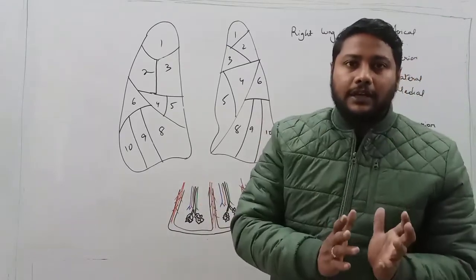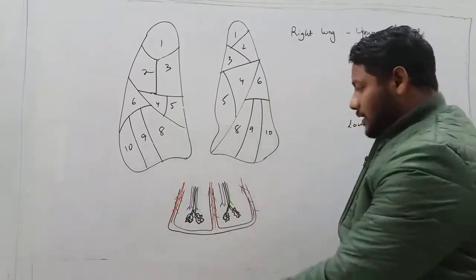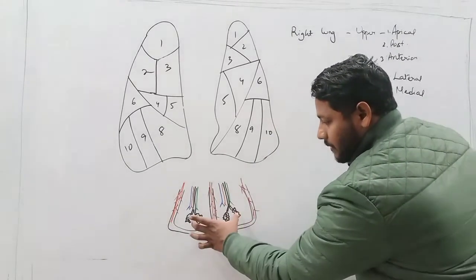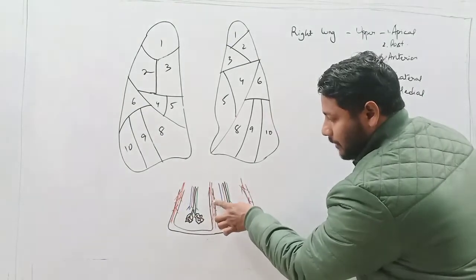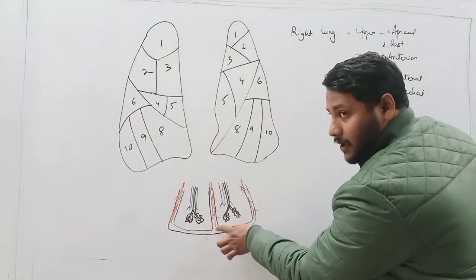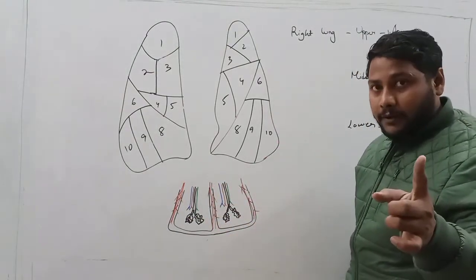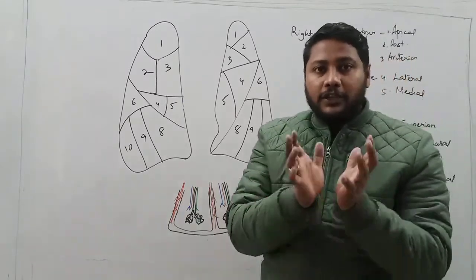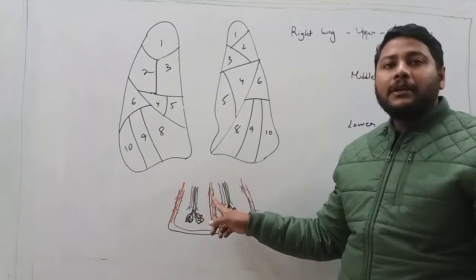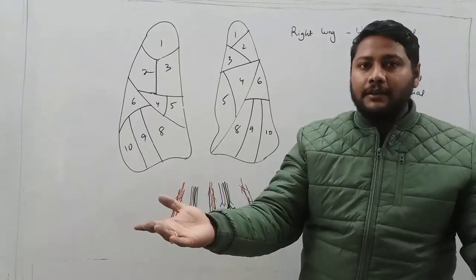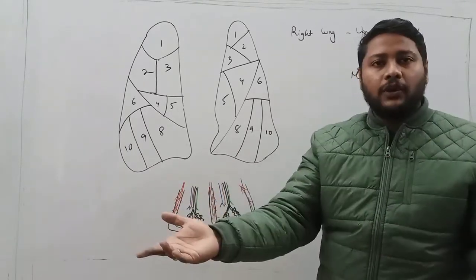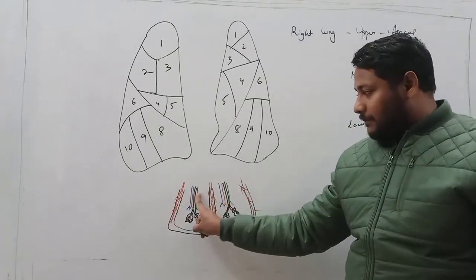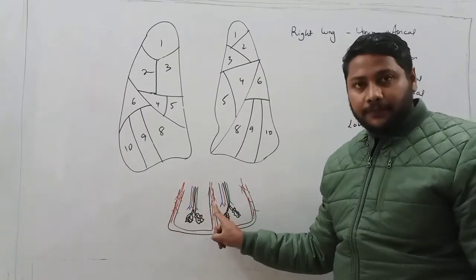What you should remember is that in between these 2 segments, segment 1 and segment 2, we have the pulmonary vein. This is a very important point. The pulmonary vein is intersegmental, which means one pulmonary vein can drain many segments, and many segments have more than one pulmonary vein. In this segment you can see there are 2 pulmonary veins, and in this segment also there are 2 pulmonary veins.